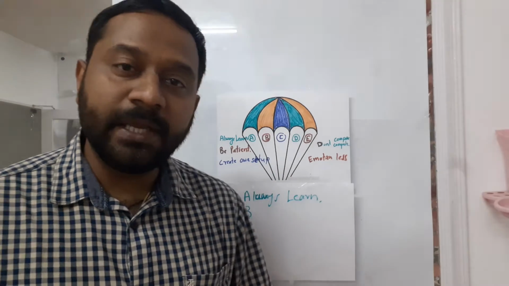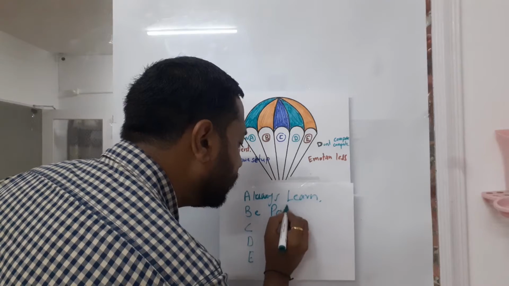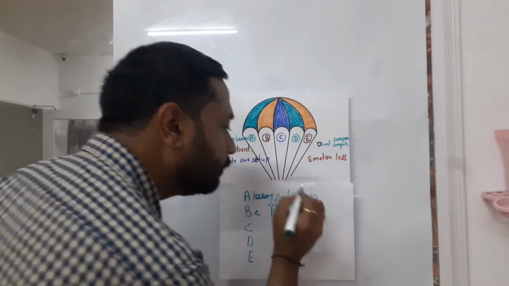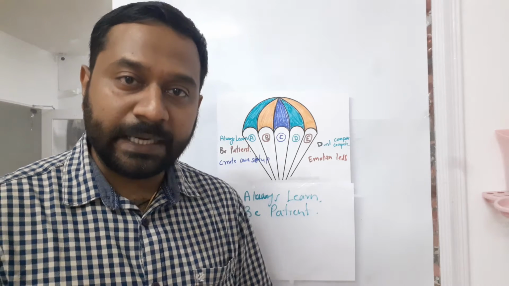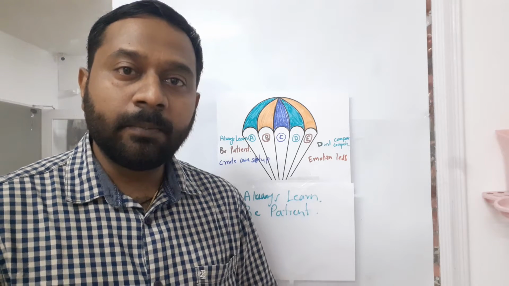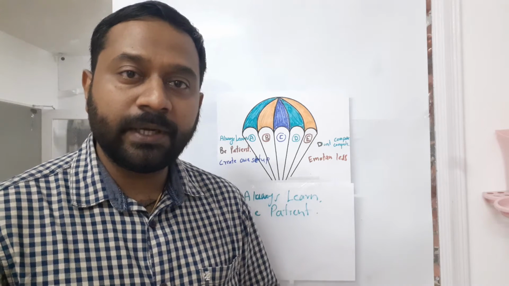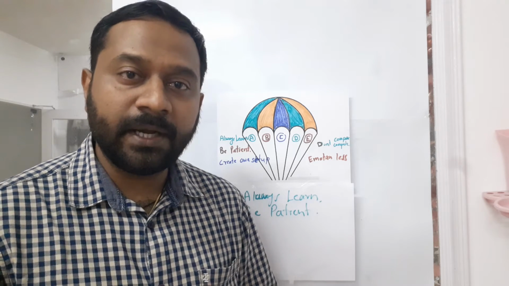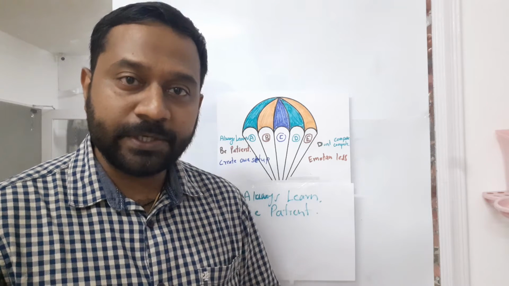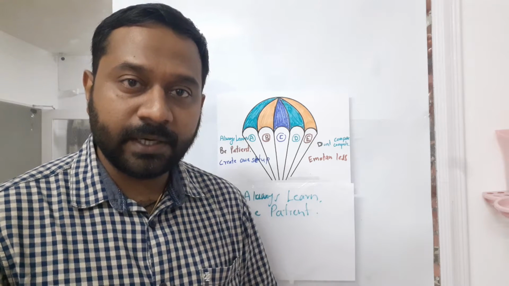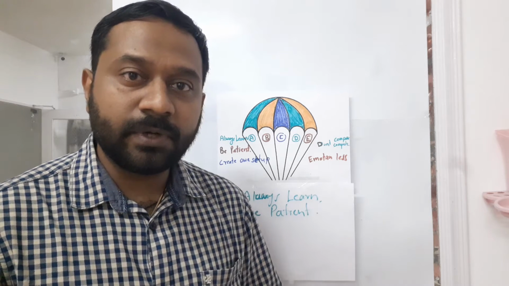Then comes B. B is for be patient. You should be patient enough to understand the trend. When you are trading, you should have the patience to wait for the right entry or the right exit. Most of us, in the beginning, just want to trade, so we take wrong entries and then we end up losing money. That should not happen. We should be patient enough to understand where the trend is going, where I should buy, where I should sell. All these things we should understand.